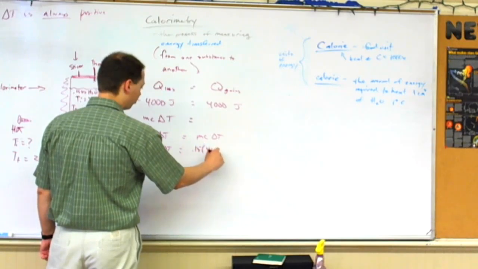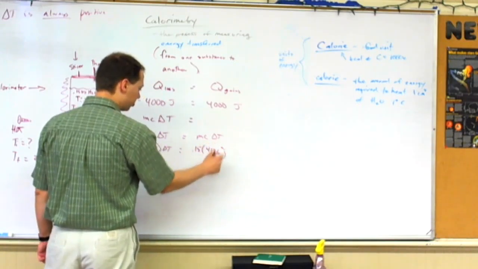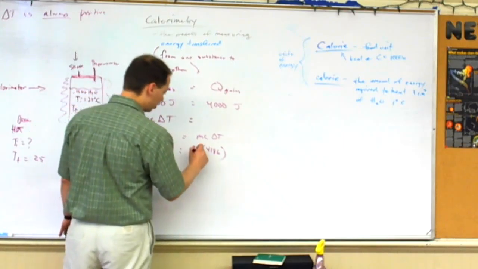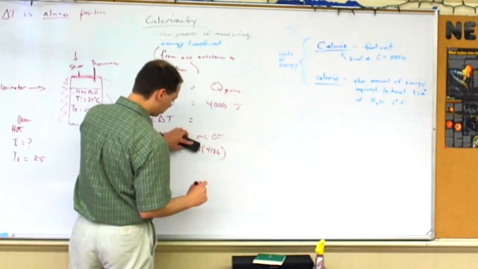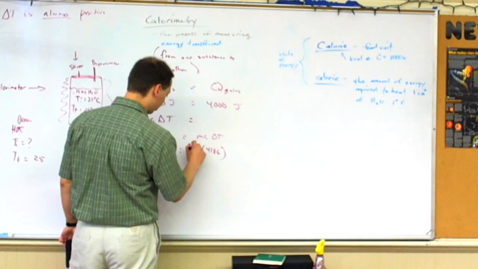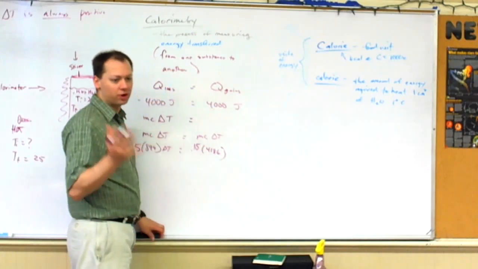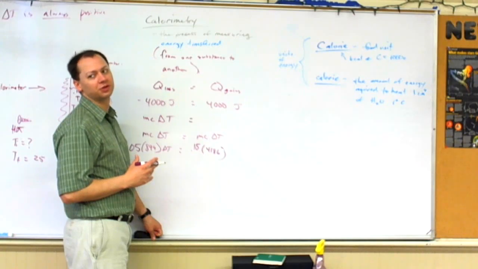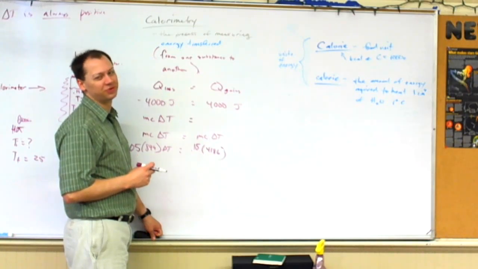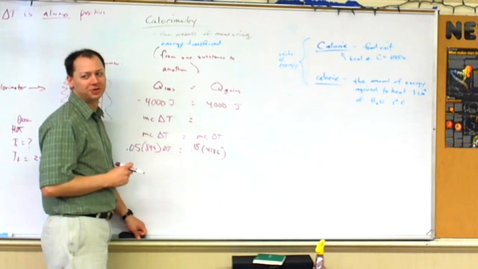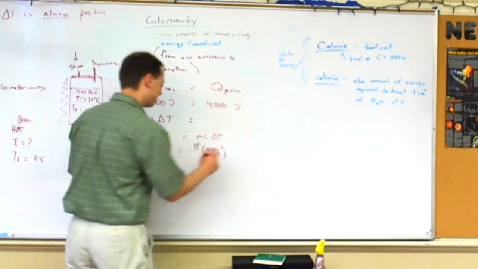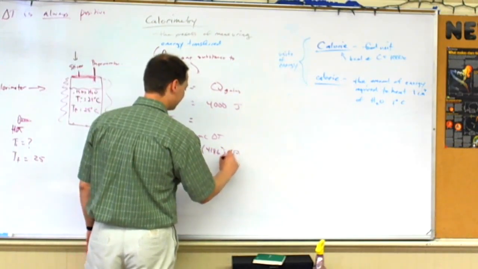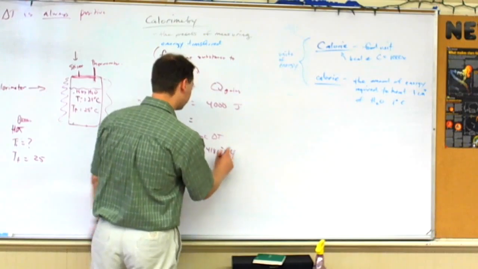0.15, water 4186 joules per kilogram degrees Celsius. You will probably memorize that one because we use that one all the time. Just looking at the density of water, it is 1,000. And then 4 degrees Celsius, so times 4.